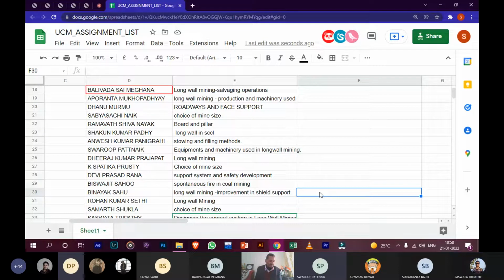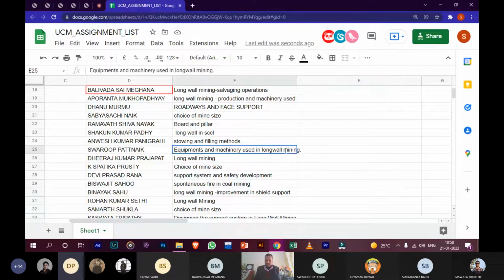Sir, I had chosen a broad topic of equipment and machinery used in longwall mining. But I'm not quite certain what I want to do in brief. Can you please suggest something? Some people have already selected. Machinery to suit a particular production, say 4 million tons, around 60,000.